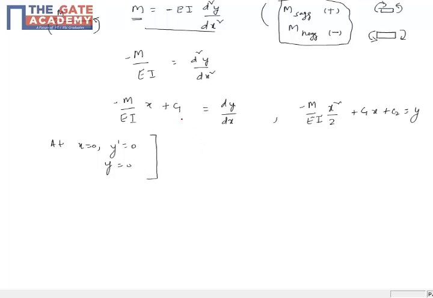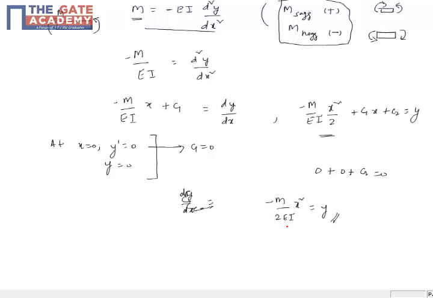So we use these two equations to get these two constants. First, if I substitute x equal to 0, dy/dx is 0, so c1 is 0 by the first equation. And then when I use the second equation, at x equal to 0, y is also 0. So this is 0, c1 is already 0, and so c2 is also 0. So we get c1 and c2 both 0, and if I substitute back in this equation, because we are interested in the deflection, minus M by 2EI x square is equal to y.